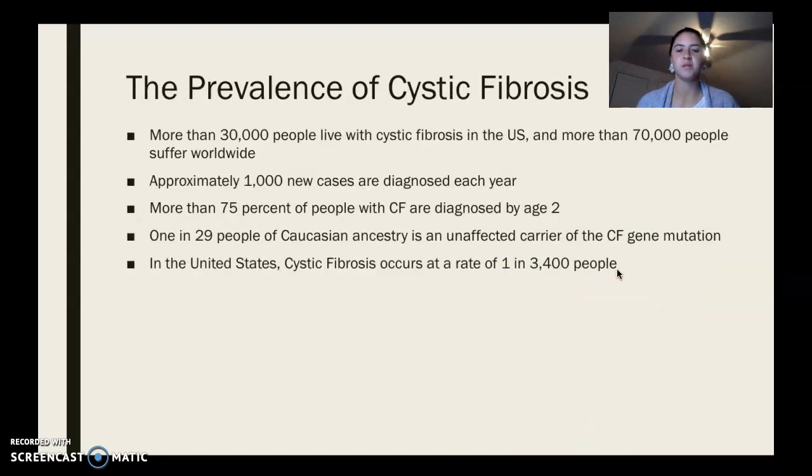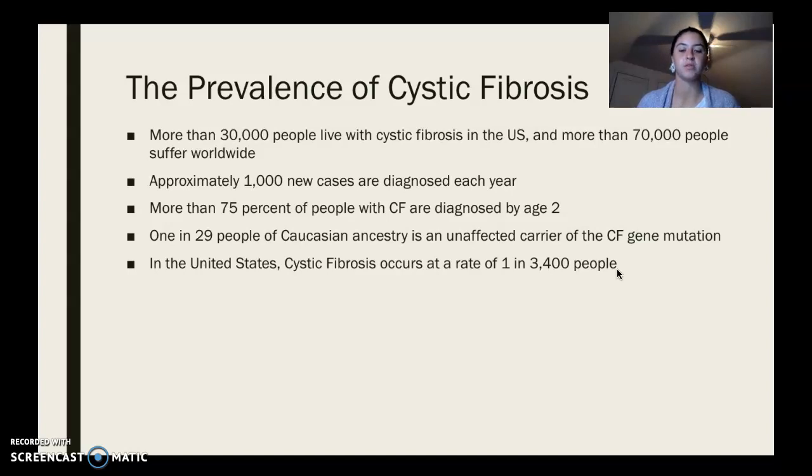So the prevalence of cystic fibrosis: more than 30,000 people live with cystic fibrosis in the US, and more than 70,000 people suffer worldwide, which is a lot of people. Approximately 1,000 new cases are diagnosed each year, and more than 75% of people with CF are diagnosed by age 2. This is a very young age, and usually they can diagnose cystic fibrosis right after you're born.